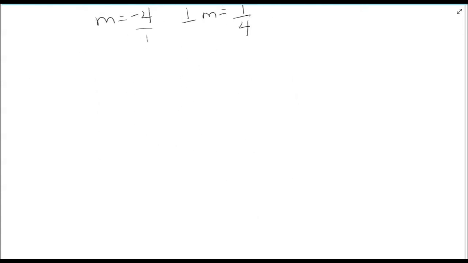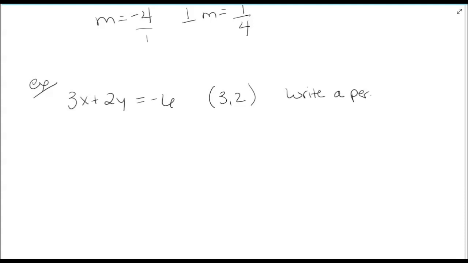All right, so let's say that we want to write an equation for a line that's perpendicular to the line 3x plus 2y equals -6 and passes through the point (3, 2). So we want to write a perpendicular. All right, the same steps as before with the parallel: we have to move this equation around into y-intercept form so that we can identify the slope.